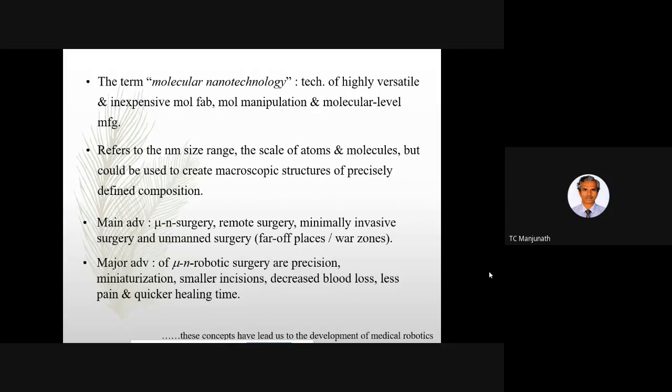The main advantage is where we use microsurgery, nanosurgery, remote surgery, minimally invasive surgery, and unmanned surgery in far-off places like war zones. The advantages of micro or robotic surgery and nanosurgery are precision, miniaturization, smaller insertion, decreased blood loss, less pain, less scarring, and a quicker healing time.